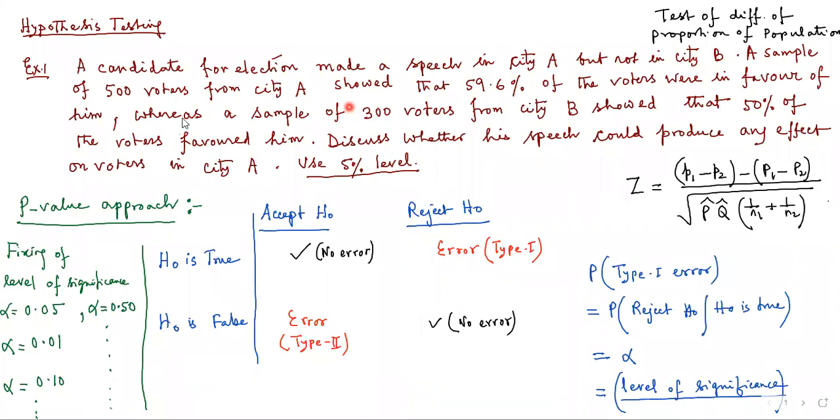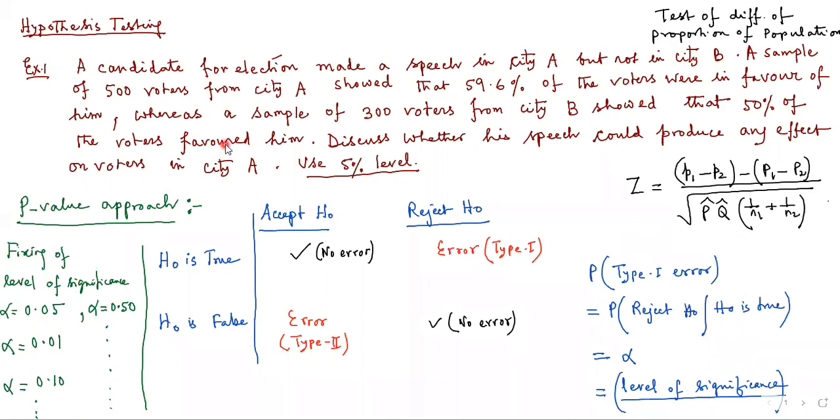Okay, so it has been observed, by doing some kind of survey which is called the exit poll survey, that out of 500 voters of city A, 59.6 percent of voters are influenced by him. This percentage of people has been chosen from city A, whereas in city B he has forgotten, or for some reason he couldn't give a speech or he couldn't get a chance. Despite this particular fact, out of 300 voters from city B, only 50% favored him. That is what the exit poll is showing.